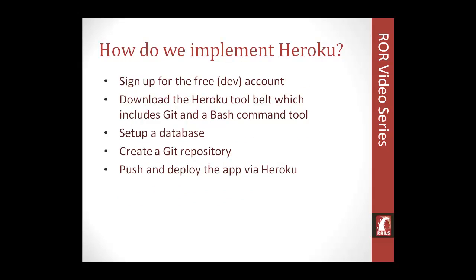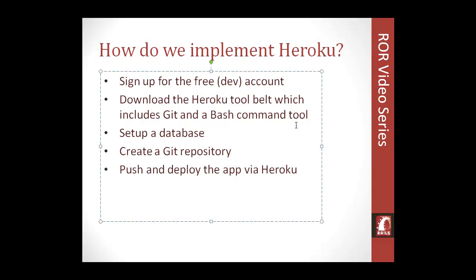Now, to implement Heroku, first thing you need to do is sign up for a free account. And in order for us to use Heroku with Windows, we want to download this. It's called the Tool Belt, and it has Git with it. It has some other tools too. I forget exactly what they are, but that's what we'll use with our Windows and Rails installer program.